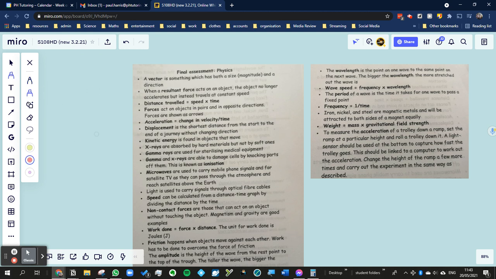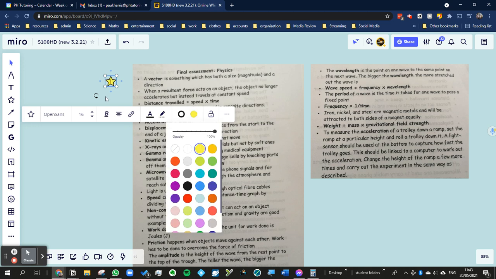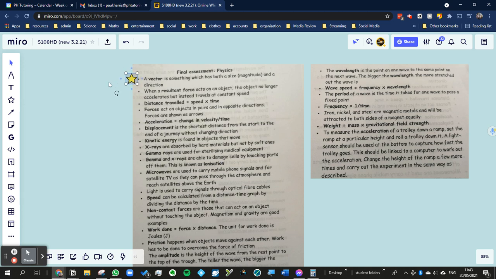We've got forces, and then we've got waves. I don't think there are any others, but let's just identify them. So when we talk about vectors, that's going to be... In fact, it's a bit too dark. Let's use a shape of some kind. So I'll do a star. I'm going to color it in yellow, and I'll do a star for anything to do with forces.